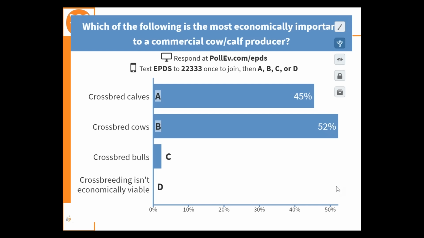So it looks like the two places that people think have the most economic impact would be crossbred calves and crossbred cows. We got a few people saying crossbred bulls as well. Bob, why don't you tell us a little bit about the economics of crossbreeding?